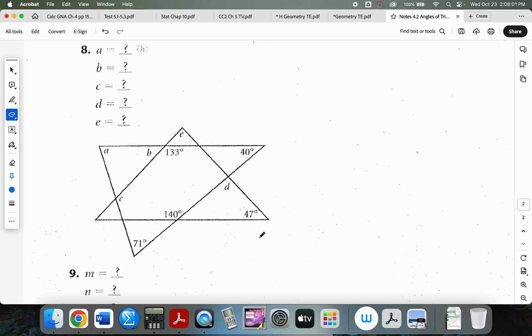When you get a problem like one of these where it asks you to find a whole lot of angles, you don't have to start in any particular place. Now, on this particular one, you can find them in alphabetical order. You can find A first, then B, then C, then D, then E, but you don't have to. Let me show you how you could do it in that order.